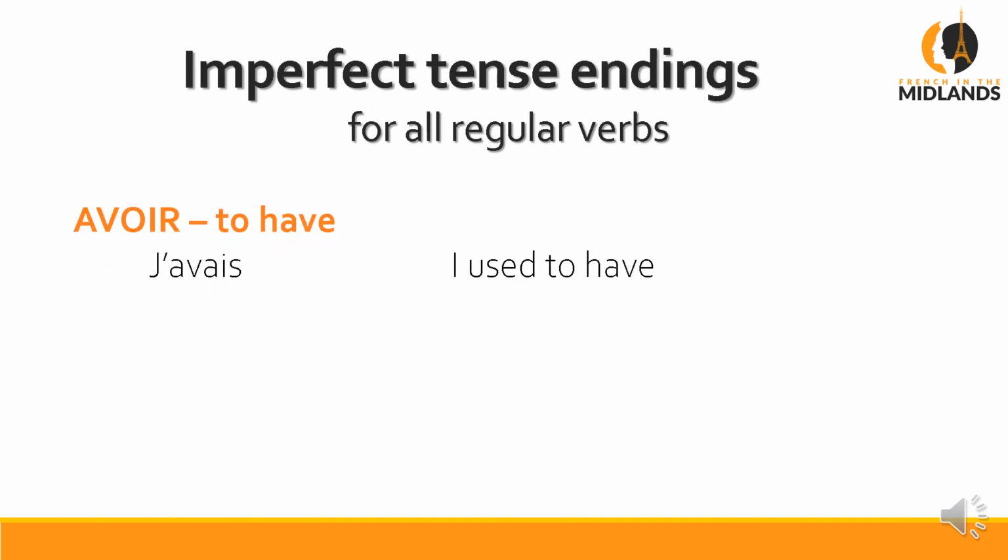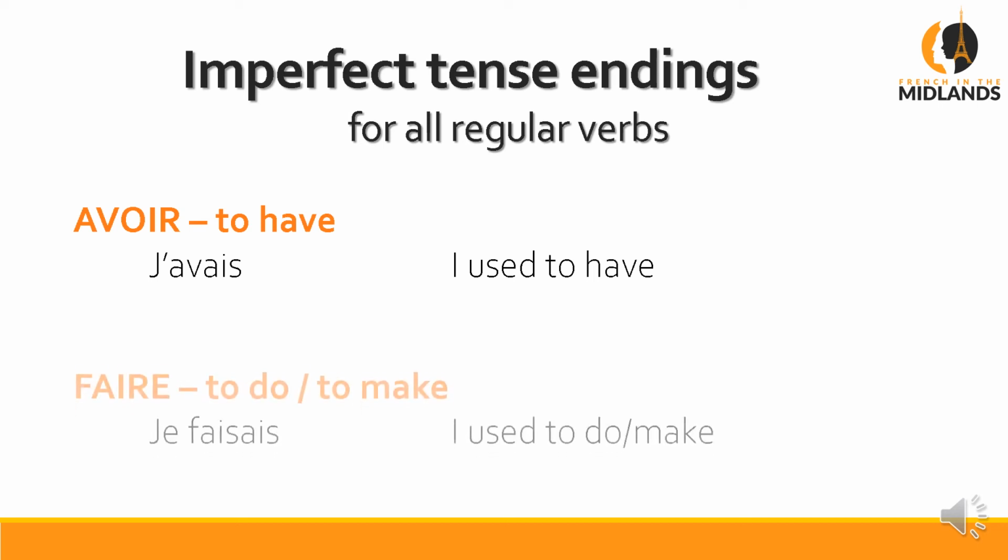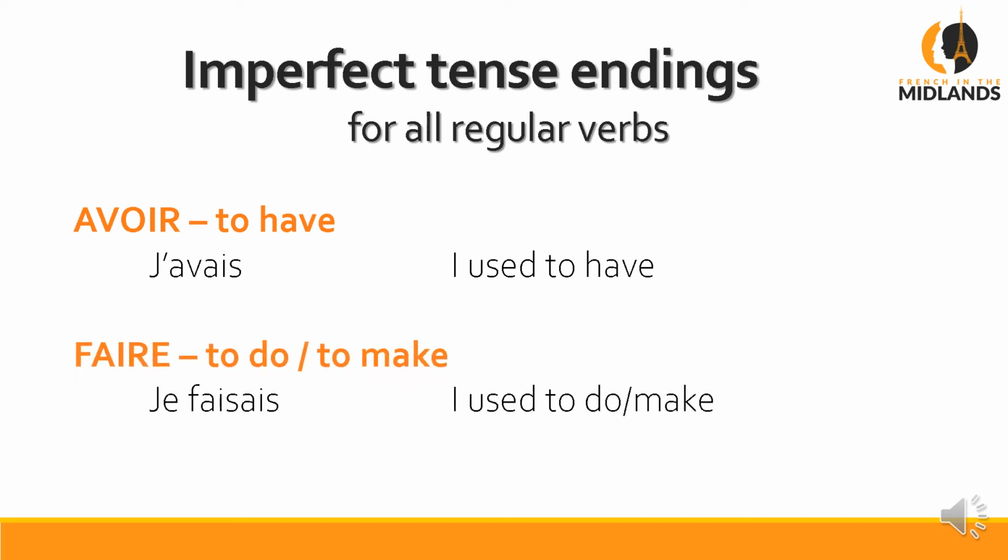Avoir, which normally is highly irregular, is actually regular in the imperfect tense. So avoir, the nous form in the present tense, nous avons, A-V-O-N-S, remove O-N-S, you get left with A-V, stick your endings to it. J'avais, I used to have, or I was having. Faire, same thing, to do or to make, take the nous form of the verb in the present, nous faisons, which strangely enough is spelt F-A-I-S-O-N-S, but we say nous faisons, chop off the O-N-S, add the A-I-S for je, and you've got the imperfect. You've got I used to do, or I used to make, or I was making, or I was doing.